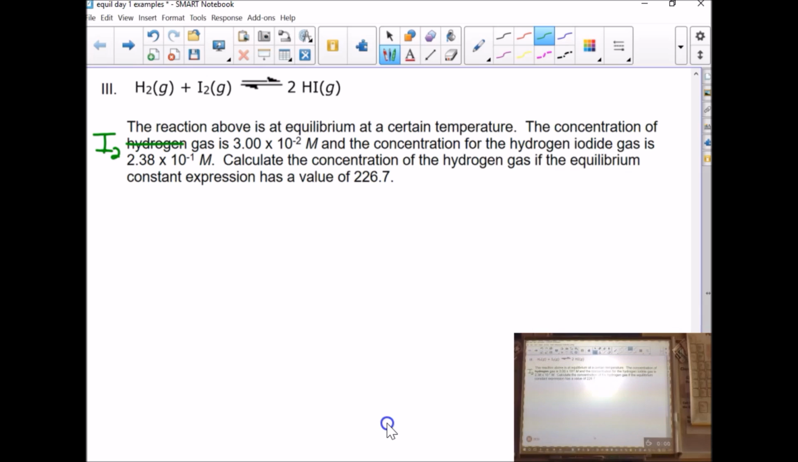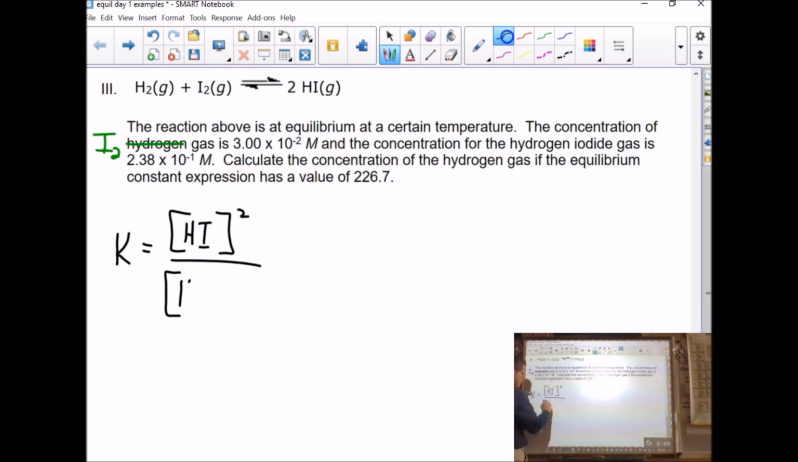You have everything except one thing. So, first thing, what should you do? Write the expression. Very good. So K is equal to what? HI squared, divided by H2, and then the iodine.